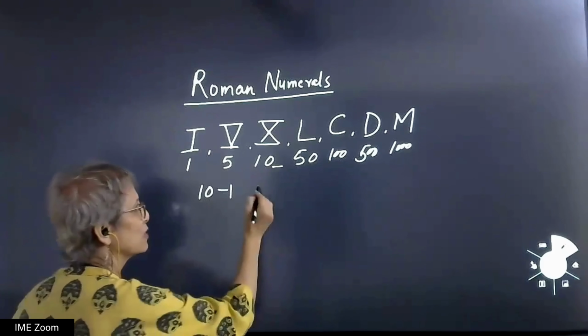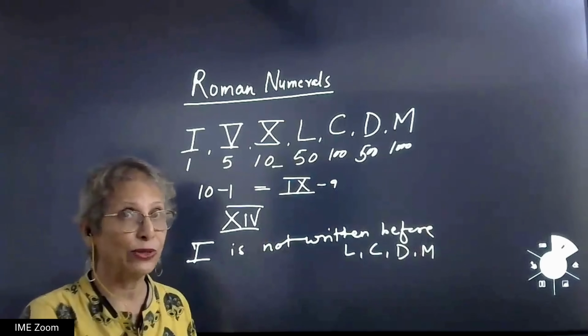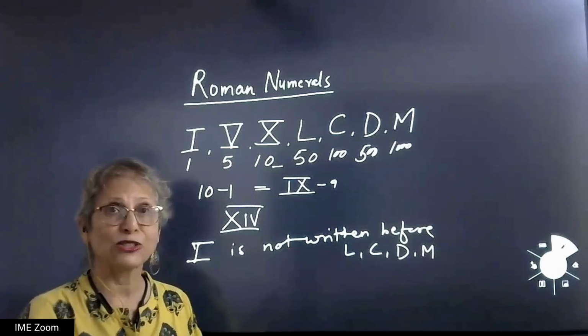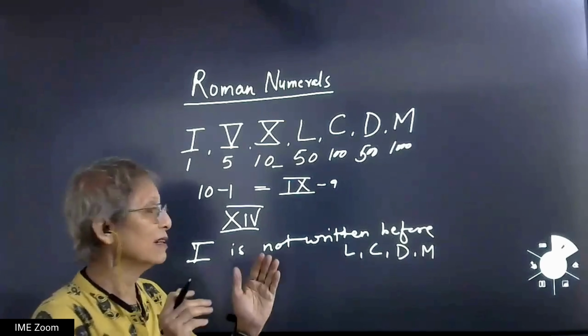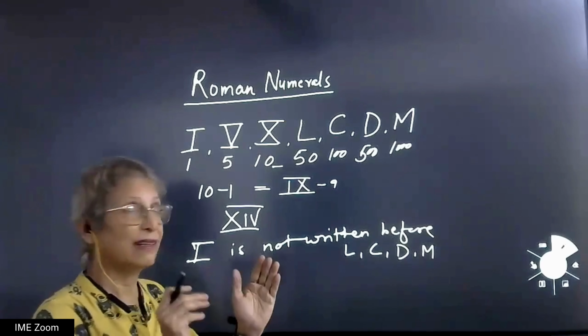I is not written before L, C, D and M. Okay. So let us write the numbers 49, 99, 499. And for that what do we need? 49. So we need to write 40 first. Now how will you write 40? Because 30 is 3 times X, right? X is 30.